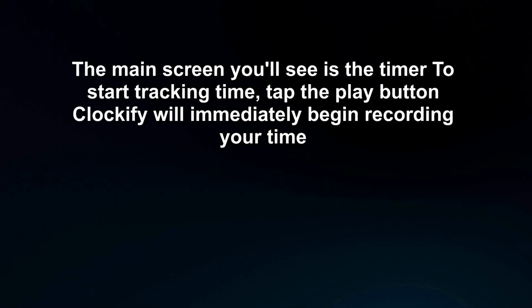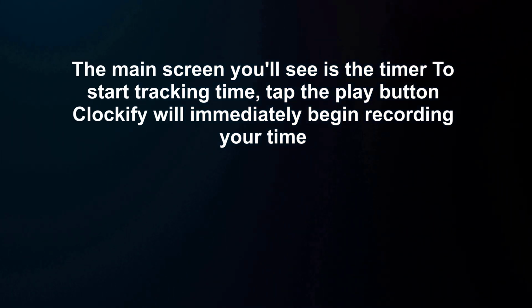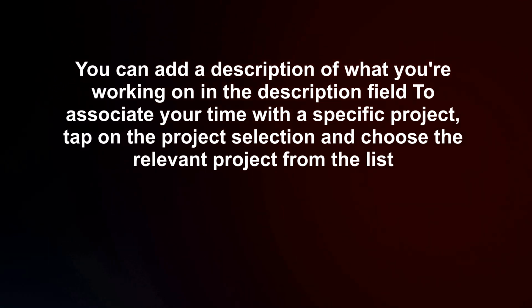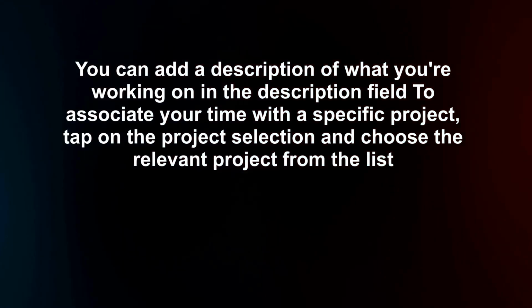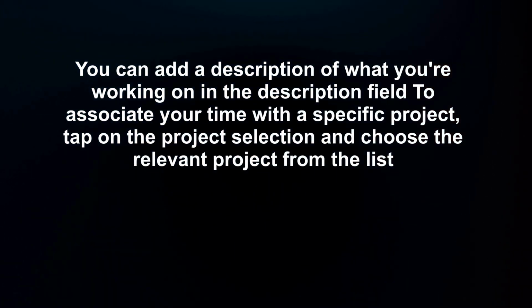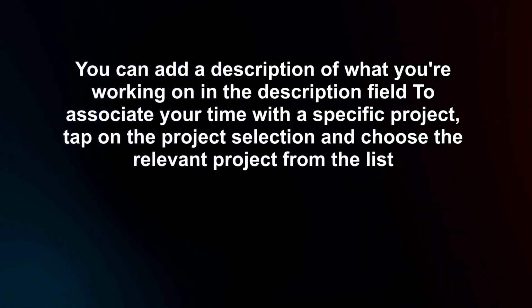The main screen you'll see is the timer. To start tracking time, tap the play button. Clockify will immediately begin recording your time. You can add a description of what you're working on in the description field to associate your time with a specific project. Tap on the project selection and choose the relevant project from the list.